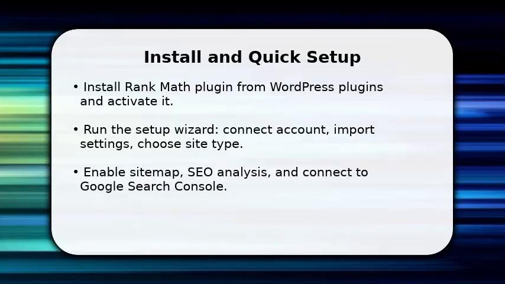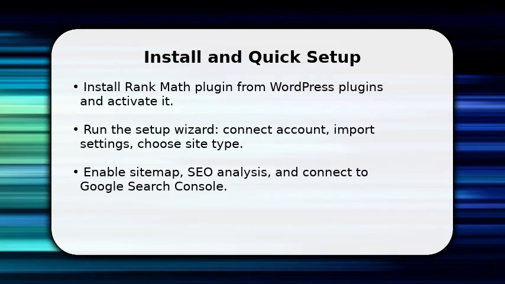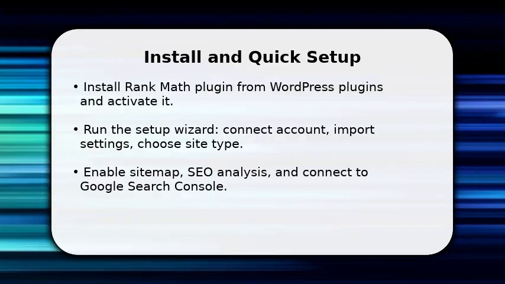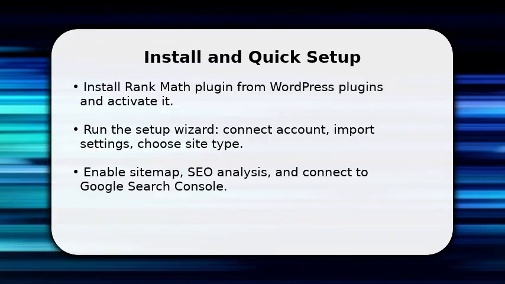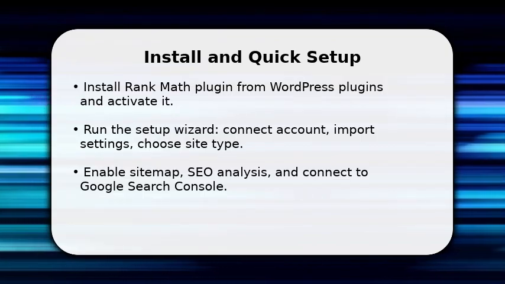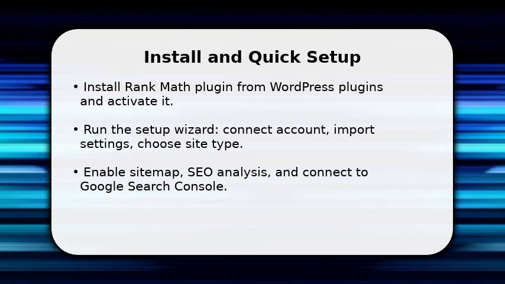Please enjoy the video. You will install and activate Rank Math, then run the setup wizard right away. This is the first actionable step. Choose your site type, import existing SEO settings if prompted, and connect to Google Search Console for verification. Enable the XML sitemap and basic modules like SEO analysis and redirects. Once done, review global meta defaults so posts use the correct templates. This quick foundation prevents common misconfigurations and gets you ready to optimize individual pages immediately.